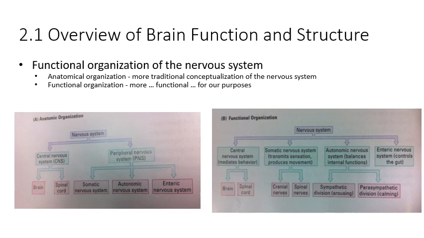The functional organization is more functional. It relates more to how the nervous system actually functions. And I think it's kind of a better and more updated version of the organization of the nervous system. So here you have the CNS and then all the parts of the peripheral nervous system kind of on the same level. And in the somatic nervous system, this breaks down into cranial and spinal nerves. Autonomic breaks down into sympathetic and parasympathetic. And then the enteric doesn't have any subdivisions, at least at this point.